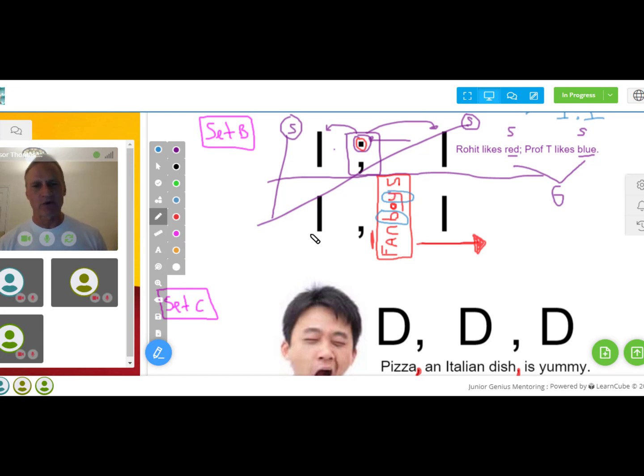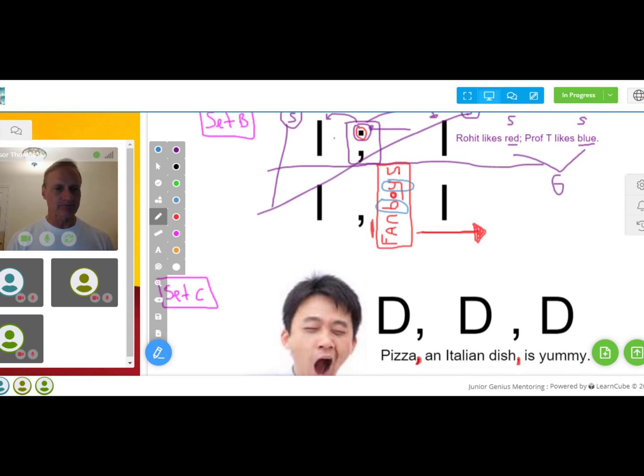But the FANBOYS is the exception to the abandoned boxcar. Instead of an independent and a dependent, you're going to link two independents together. That's set B, everyone.